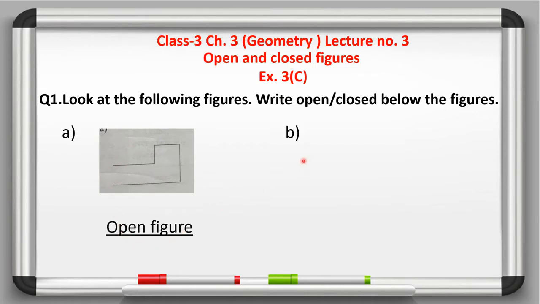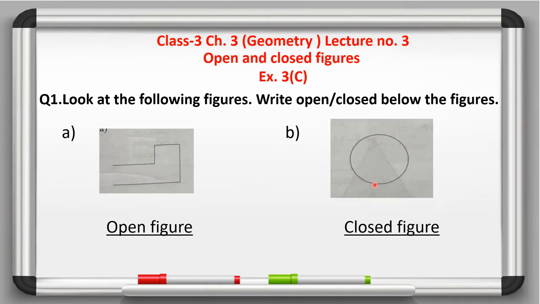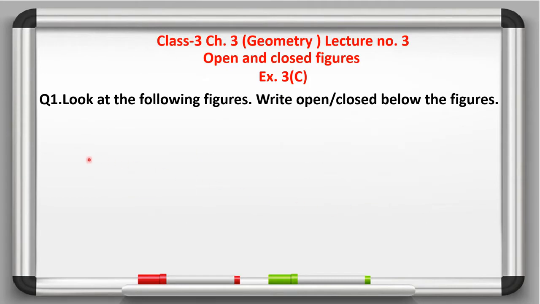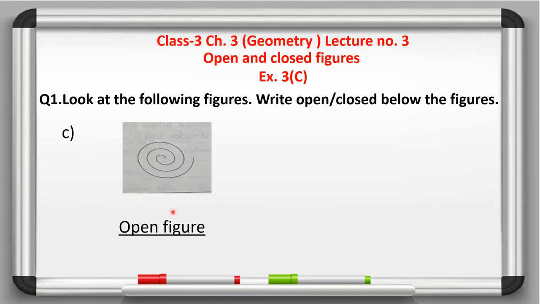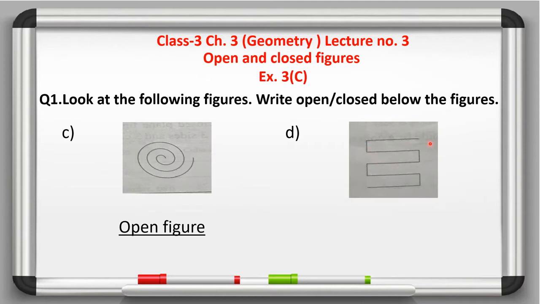Okay. Now in B part, here this figure is given and you can see that the end point and the starting point both are same. Okay, so this is closed figure. Now in C part, this figure is given. So here you can see that this is the starting point and this is the end point. So both are different. So this is open figure. Okay, and in D part, this figure is given. So again you can see this starting point and end point both are different. So this is also an open figure.